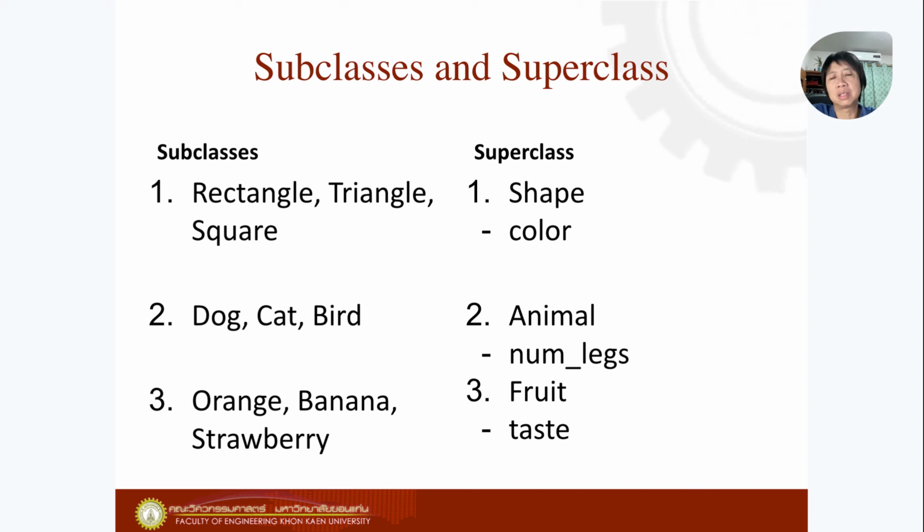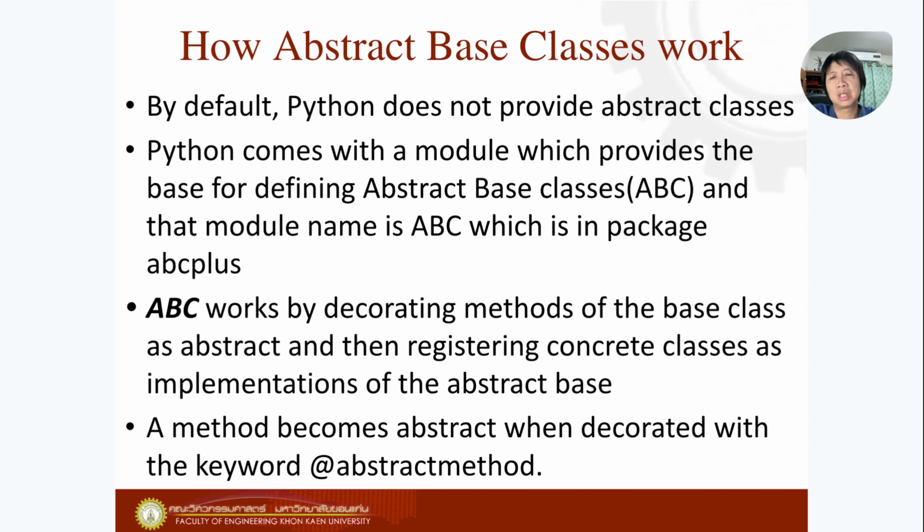And dog, cat, bird are subclasses of animal, and animal should have the attribute num legs. Even though some animals may not have legs, then num legs is zero, right? And if we have an abstract class fruit, then its subclasses may be orange, banana, strawberry, and every fruit will have taste, right? So we can have taste as an attribute that other classes can inherit from.